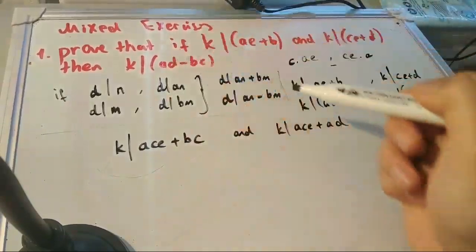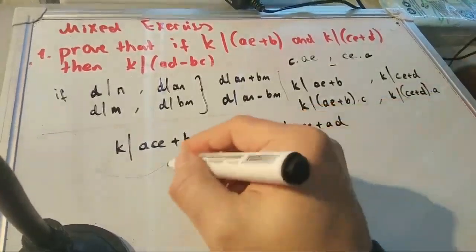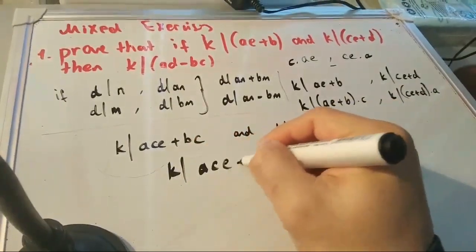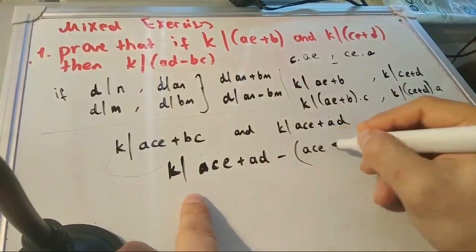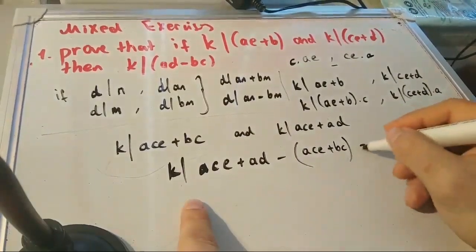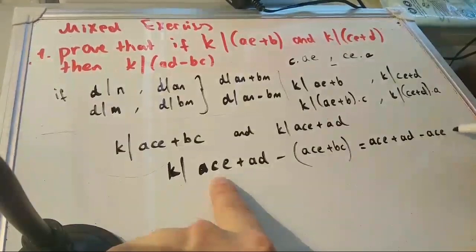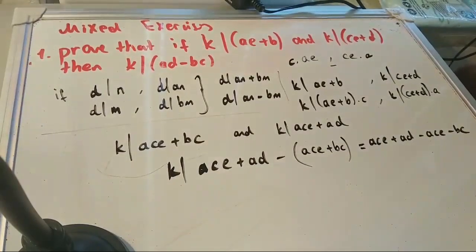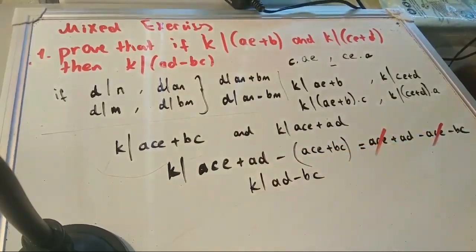We have to find AD minus BC, so I will take the second number first. So K divides ACE plus AD minus (ACE plus BC), which will be ACE plus AD minus ACE minus BC. ACE and ACE cancel each other out, so we will get just AD minus BC. By the way, we proved that. It's proven.